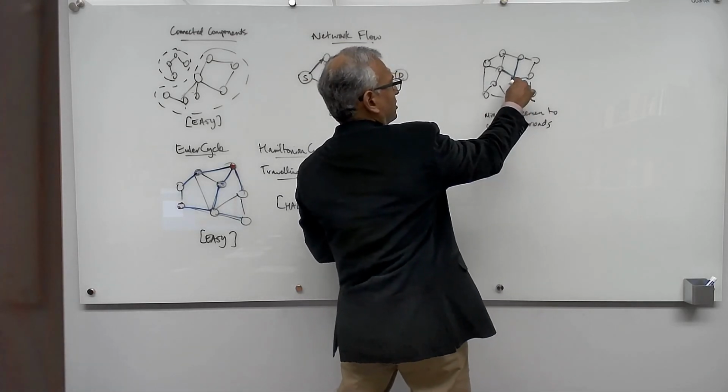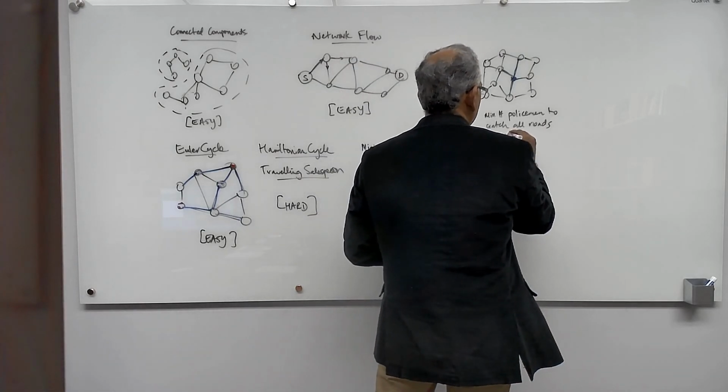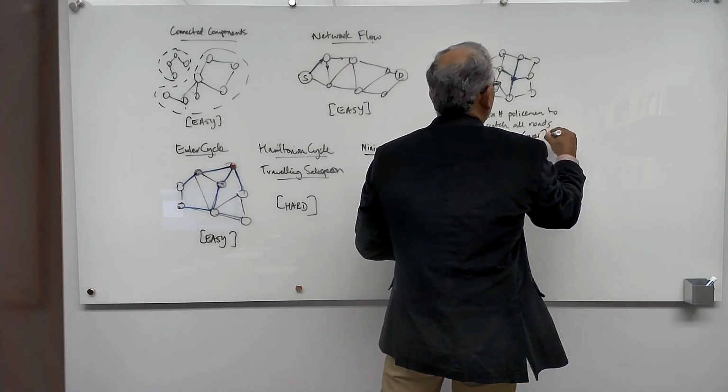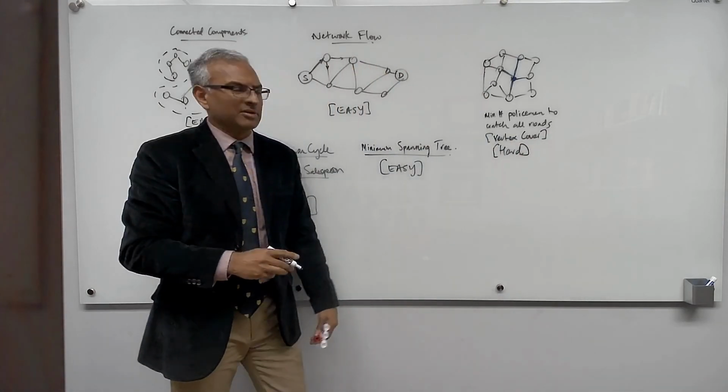So the policemen cover the roads, cover the edges. So that's called vertex cover, and that's hard. We don't know an efficient way to solve the problem. Let's change the problem a little bit.